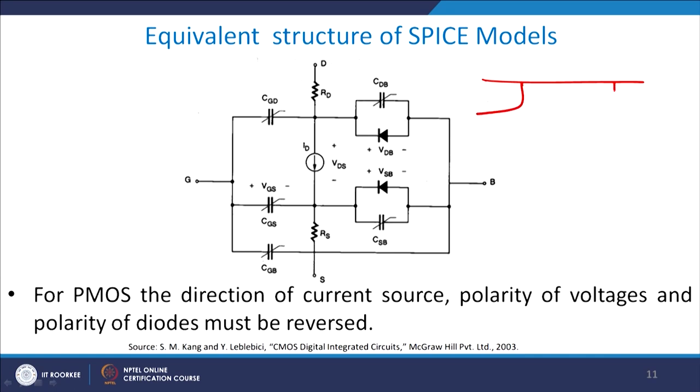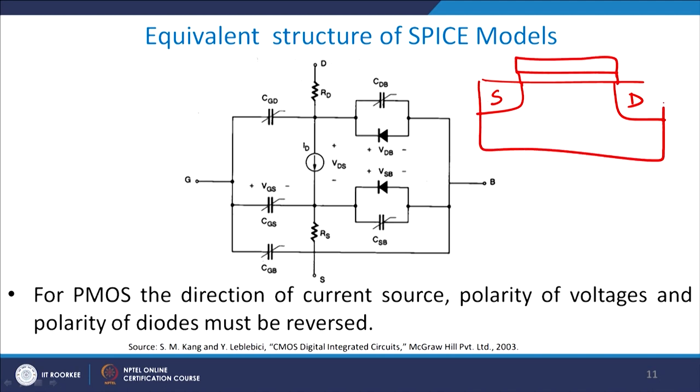Let us look at the structure here. Let us suppose source, drain, and, as I was discussing with you, I have a bulk here. Now let us look at RD. RD is the resistance offered by the drain end. This RD will consist of the contact resistance here plus the resistance offered at this point. You will also have RS, which is basically the resistance between these two points, as well as the contact resistance. This is S, this is D.